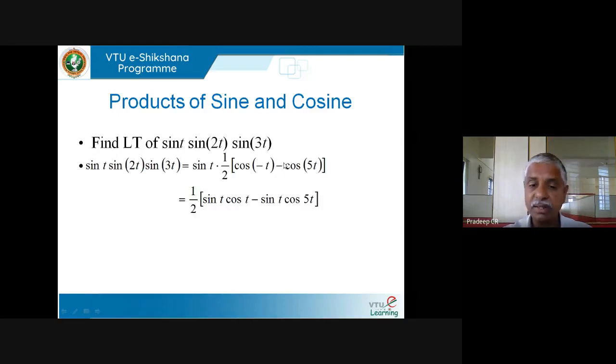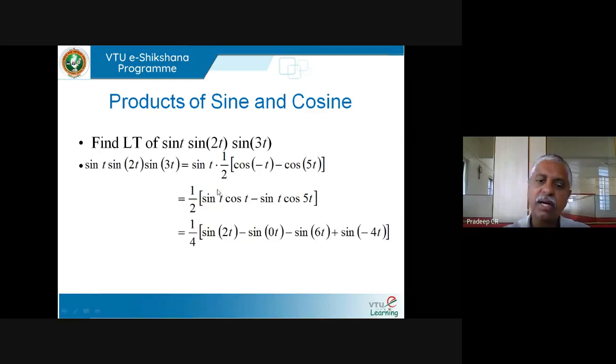Cos of minus t is cos t only. Cos of minus x is the same as cos of x. You might have known it as cos of minus theta is the same as cos theta. So you expand this: half sin t cos t minus half sin t cos 5t. Half I have kept outside only. Now, if I want to find the Laplace of this, I take the half out and I'm left with the Laplace of the whole thing.